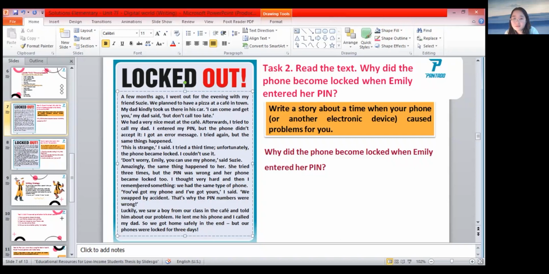Okay. So have you ever experienced any problems like this? Like you and your friends swap your phones by accident, but you didn't notice that, and then you came home and you entered the PIN and it's locked. Have you ever experienced this situation? Okay.